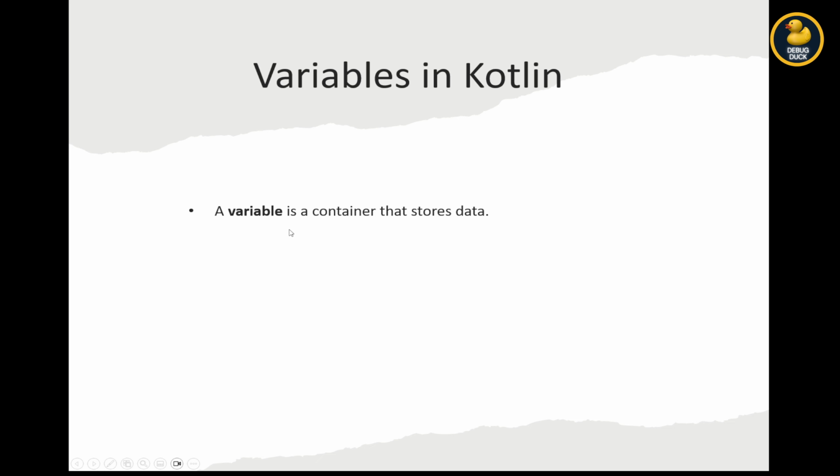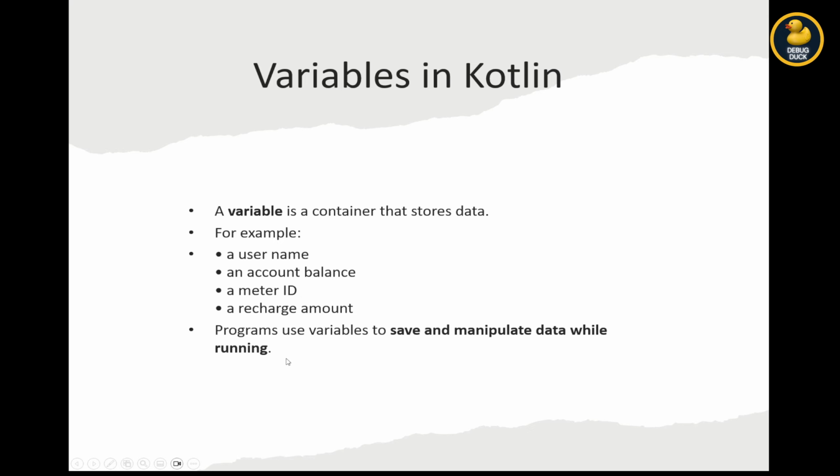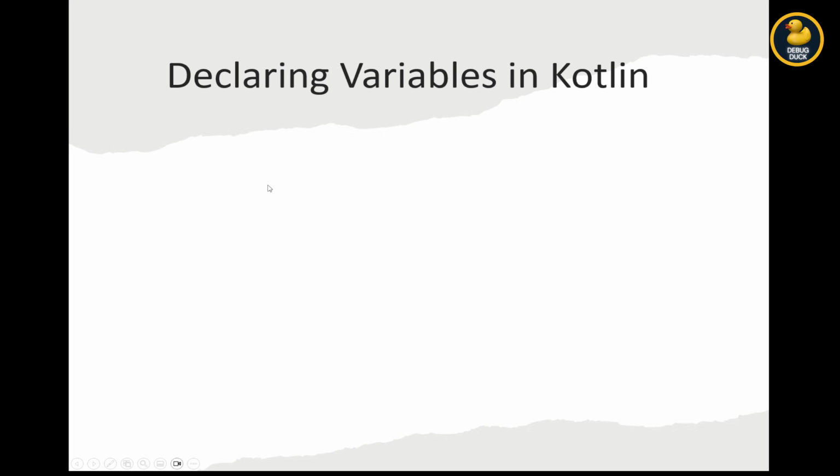A variable is a container that stores data. For example, username, account balance, or meter ID, recharge amount. Programs use variables to save and manipulate data while running.